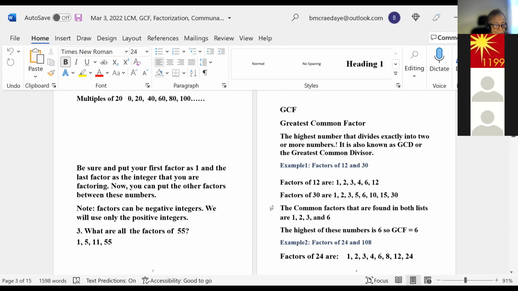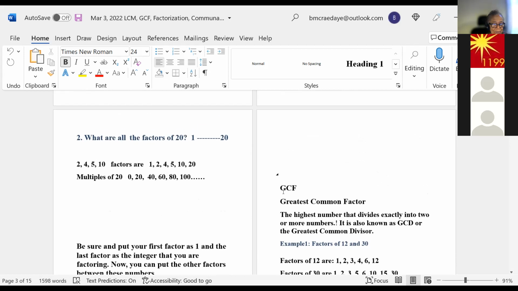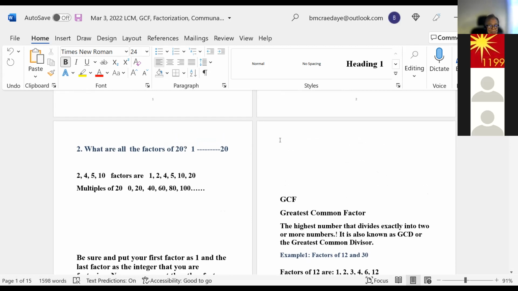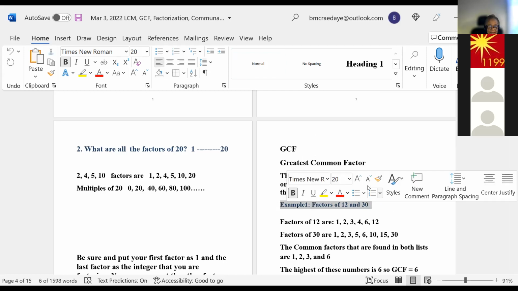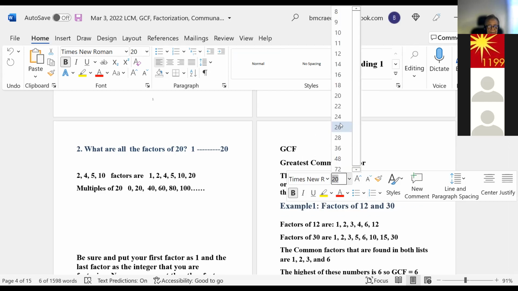All right, now we're going to go to greatest common factor and least common multiple. Now we know how to find the factors. So if we're given two numbers and asked what's the greatest common factor, you find all the factors of the two numbers and then pick out the largest one that matches. Okay, so I have an example for you: factors of 12 and 30, and you want to find the greatest common factor.